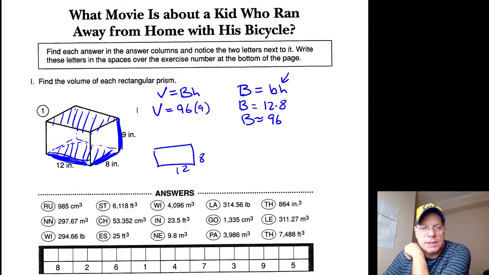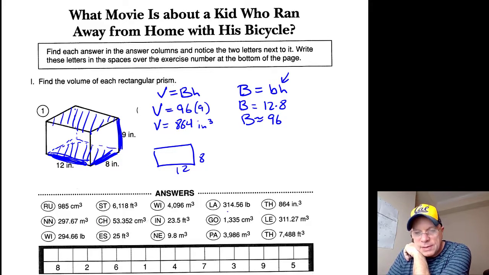Because the height of the prism is the distance between the bases, the perpendicular distance between those parallel and congruent rectangular bases. And so 96 multiplied by 9 is 810 and 54, 864. The units would be inches cubed, because it literally means there would be 864 1 by 1 by 1 inch cubes that would fit inside of this big rectangular box.